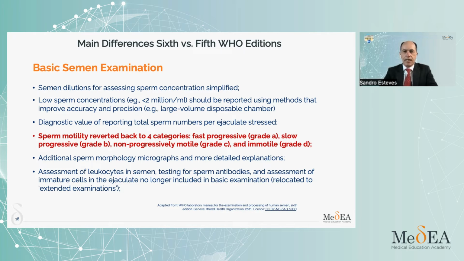Here you can see the main new recommendations and updated information provided by the 2021 manual concerning the basic semen analysis. Perhaps the most significant change regards sperm motility categorization, which was reverted to that of the 1999 WHO manual, in which sperm are classified as fast progressive, grade A, slow progressive, grade B, non-progressively motile, grade C, and immotile, grade D.